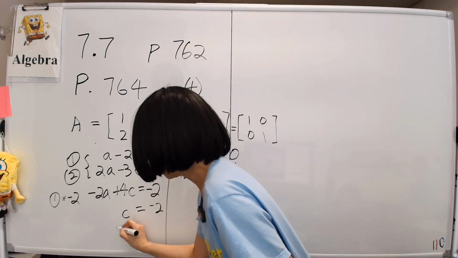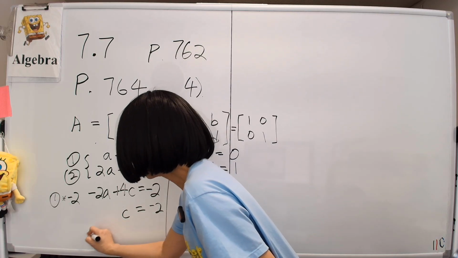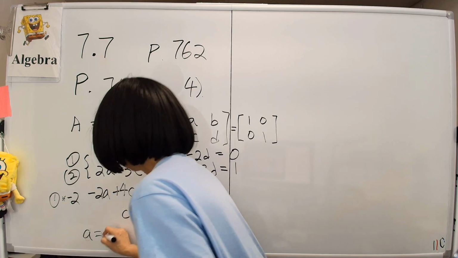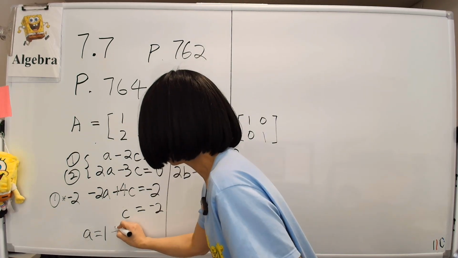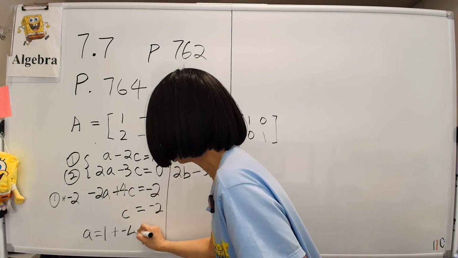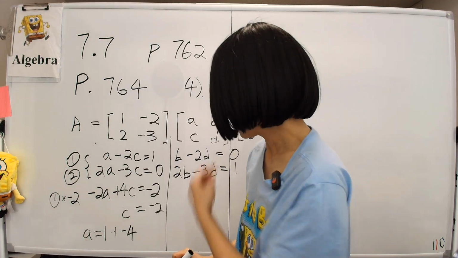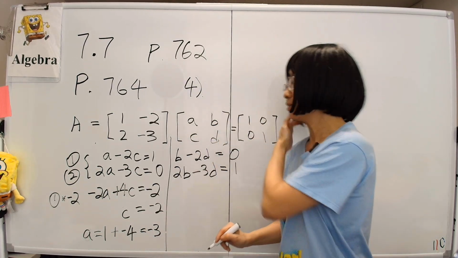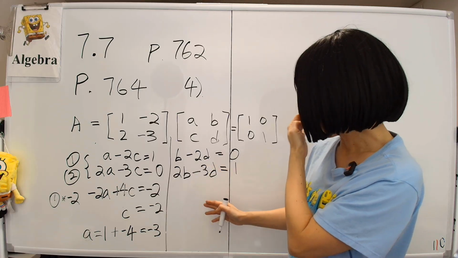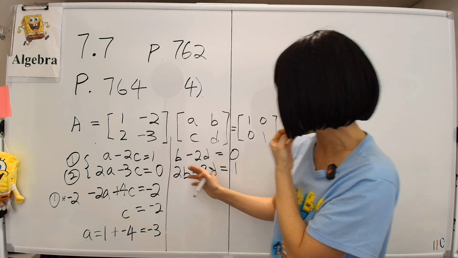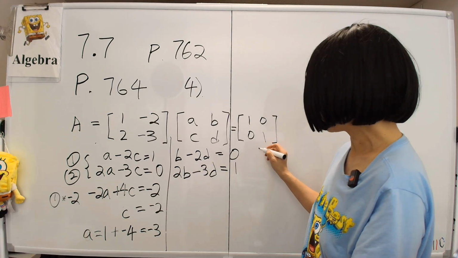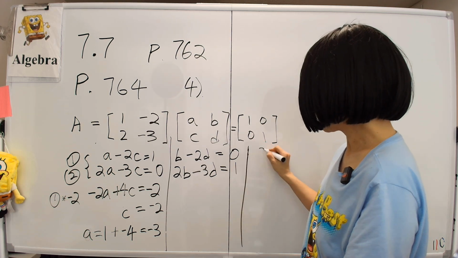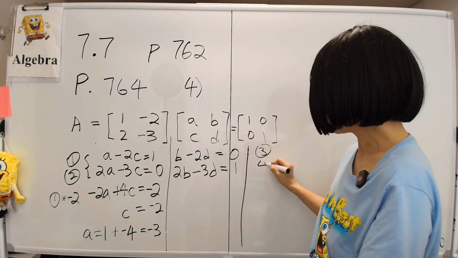Okay, so A equals, I'm holding the marker wrong. A equals 1 plus negative 4, right? 2C is minus 4, and that is equal to minus 3. Okay, and next on this side we're doing a similar situation. Let's call this equation 3, and that's equation 4.